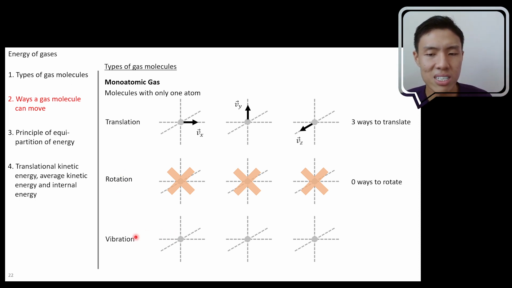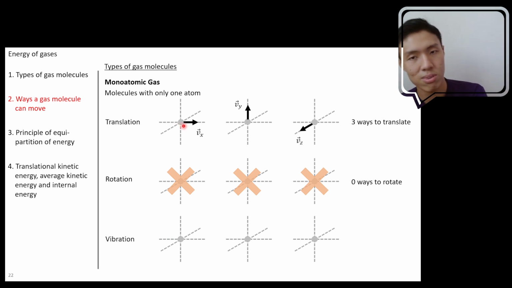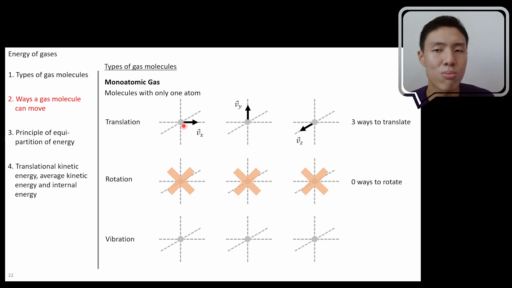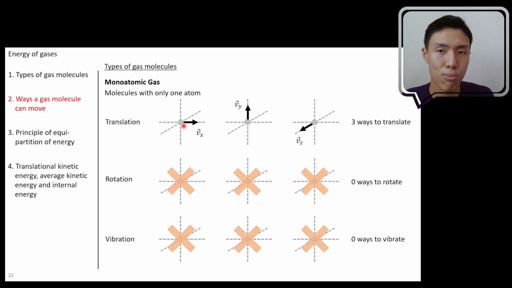So in this case, this vibration is actually just similar to translation. A single molecule, if it's vibrating, is equivalent to just translating, because it's just motion to the left, motion to the right, motion to the left, motion to the right. Because of that, we won't consider vibration for monoatomic gas molecules. So we say that there's 0 ways to vibrate.